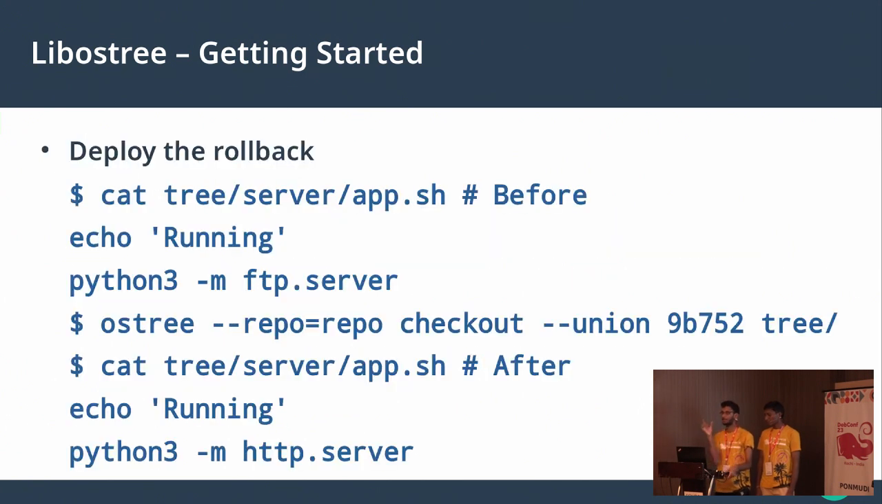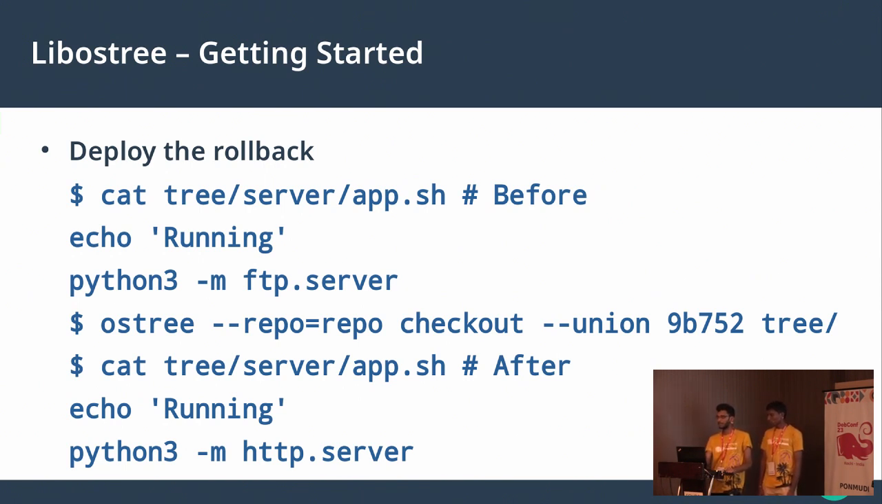Now I have to deploy the files back. So OSTree has deleted the commit. Now I have to ask OSTree to deploy the commit to my file system. So first, before running the deploy, you can see here the file is echo running and python3 -m ftp.server. So now I'm checking out that commit.